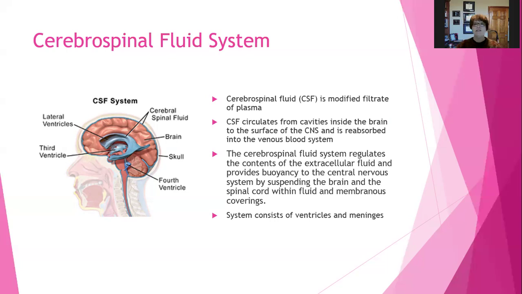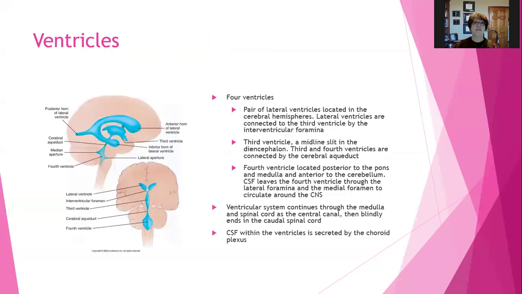The system consists of ventricles, which are the fluid lakes, if you want to think of it that way, and the meninges, which are the membranous coverings. So there are 4 ventricles. There are a pair of lateral ventricles located in the cerebral hemispheres in the middle. So that's 1 and 2. The lateral ventricles are connected to the 3rd ventricle by the interventricular foramina.